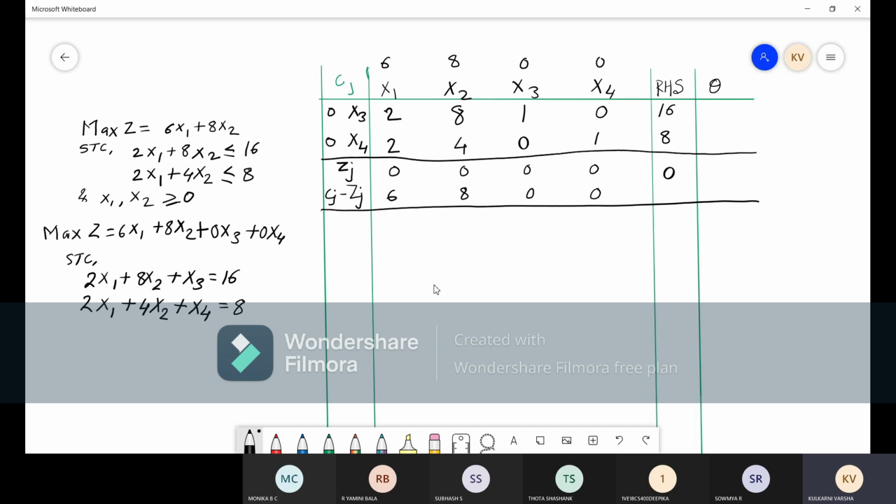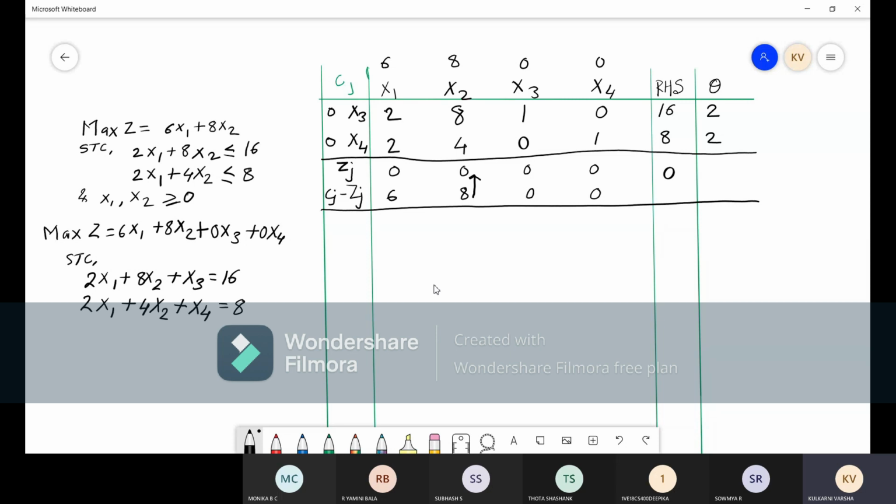Now we'll go for the second iteration. To do that, we have to find the maximum Cj minus Zj. So the maximum among these is, we don't have to consider zeros, only the positive maximum value. That means x2 is entering in the next iteration. So which one is leaving? To find out which one is leaving, RHS is divided by the corresponding elements of the entering variable. So 16 divided by 8 is 2, 8 divided by 4 is 2. So it's a tie, right? So we cannot decide which one will be leaving.